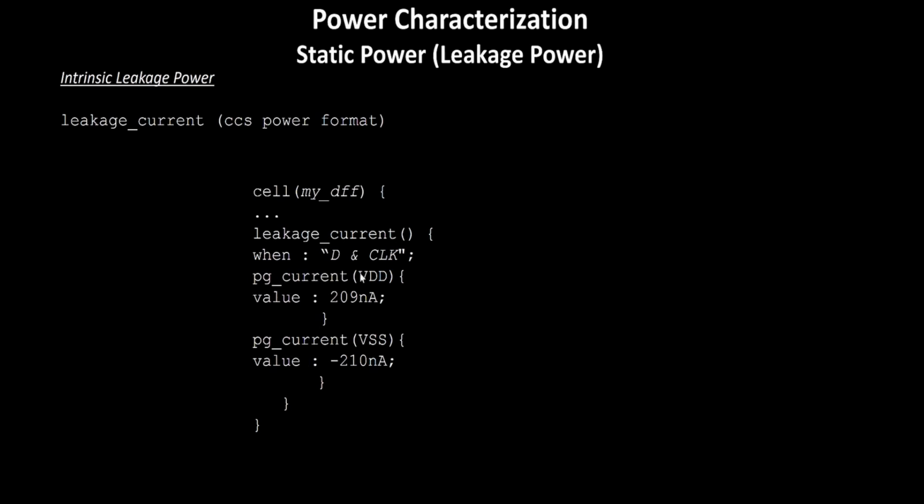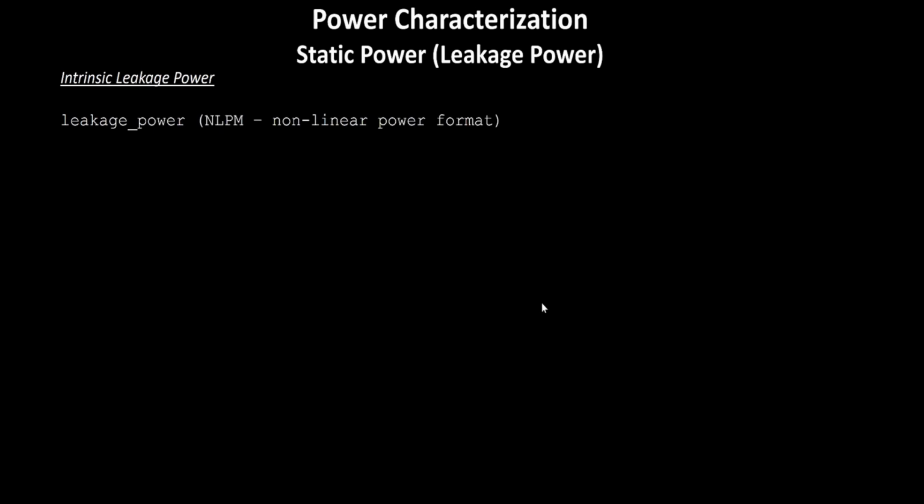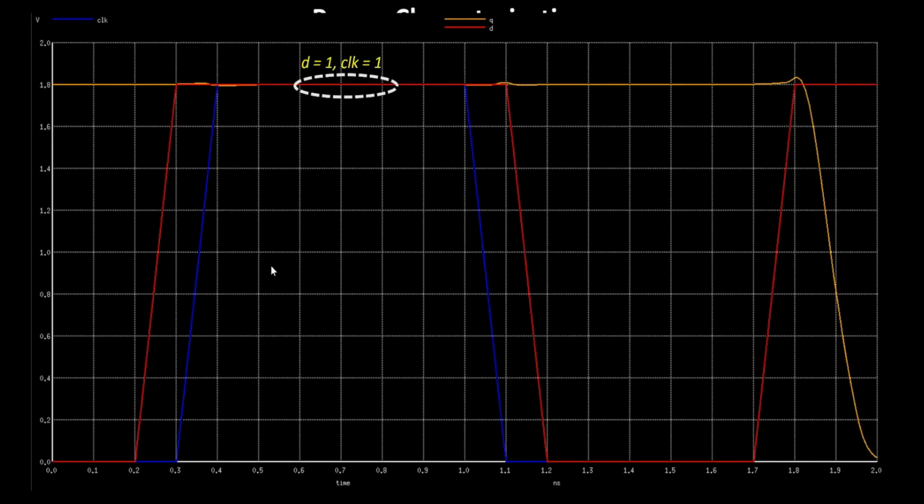Let's look into the second type of the intrinsic leakage power format, which is your leakage power. It is similar to the leakage current, only that now we are representing the current in the form of power, in the non-linear power format. The formula for calculating the leakage power is very simple: you multiply the current with the voltage. Coming back to our same situation where D is equal to 1 and clock is also equal to 1, you do the same thing.